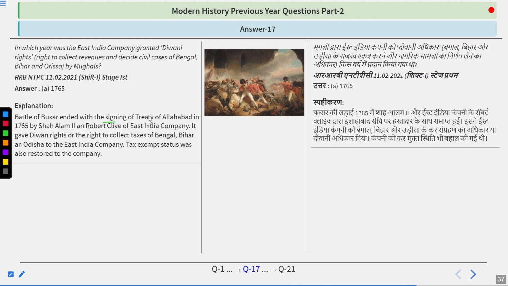The Battle of Buxar ended with the signing of the Treaty of Allahabad in 1765 by Shah Alam II and Robert Clive of the East India Company. It gave Diwani rights, or the rights to collect taxes of Bengal, Bihar and Odisha, to the East India Company. Tax exempt status was also restored to the company. So do remember, the answer is 1765.